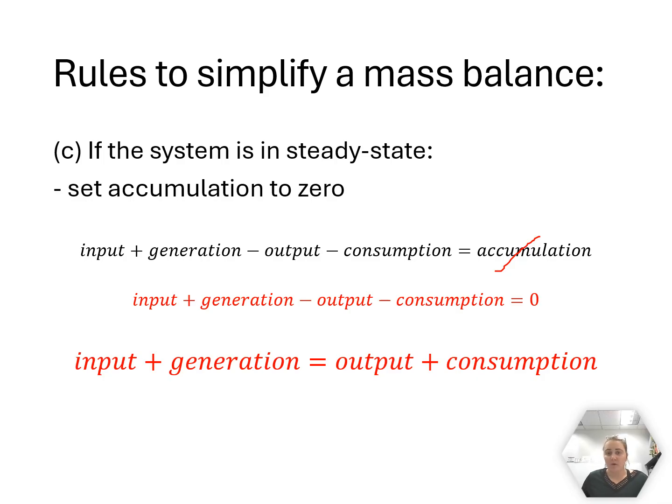There's going to be a couple more that we're going to learn as we go throughout the semester. And you can combine all three of these rules. So you could get something like input equals output, and that's a really easy equation to solve. So make sure you understand these rules before you head out of this particular pre-lecture. Canceling out terms in the general balance equation is really going to help you solve your mass balance problems.